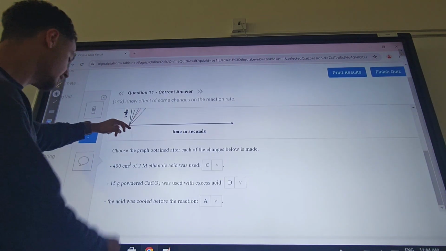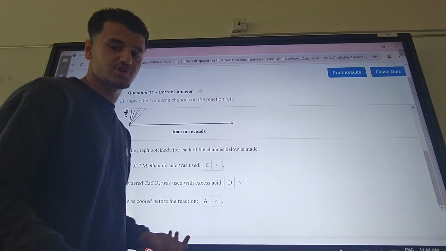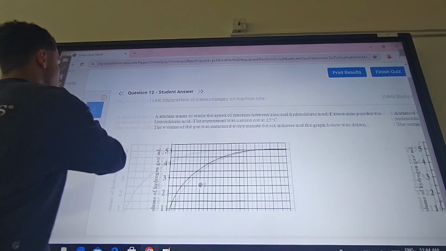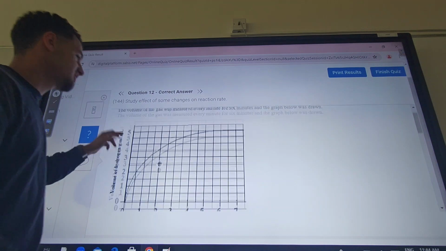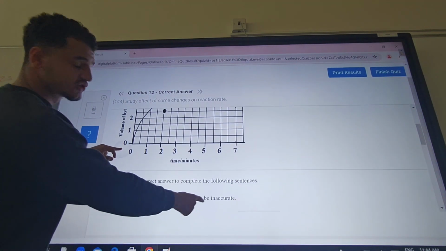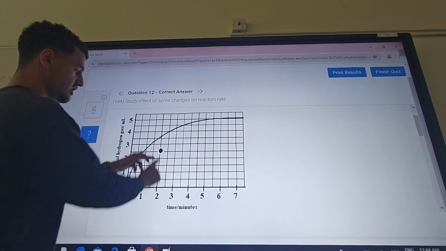Okay. The acid was cooled before the reaction. Obviously, if it's cooled, lower temperature, lower kinetic energy, lower rate. It's going to be easy. Okay. Question 12. Same concept. At what minutes does the result appear to be inaccurate? It's inaccurate when it's not on the graph. Okay, so here, where is it?